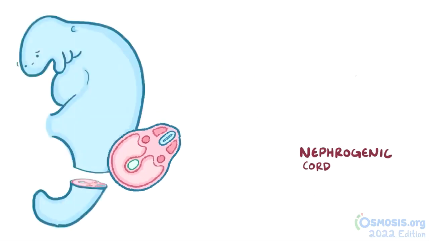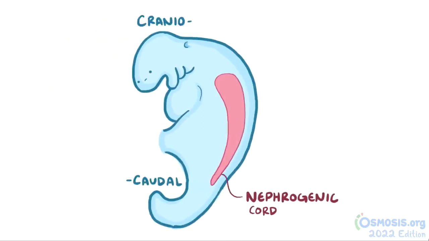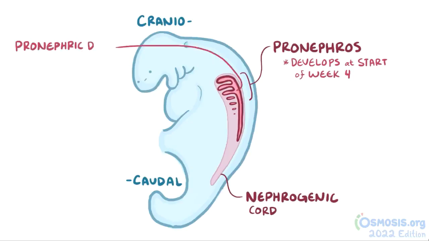Now, during the development of the urinary system, there are 3 sets of structures that emerge from the nephrogenic cord, and they form in a craniocaudal fashion, or from the head towards the tail of the embryo. The first of them is the pronephros, and it appears at the beginning of week 4 in the neck region of the embryo. The pronephros consists of the pronephric duct and the nephrotomes in front of it.